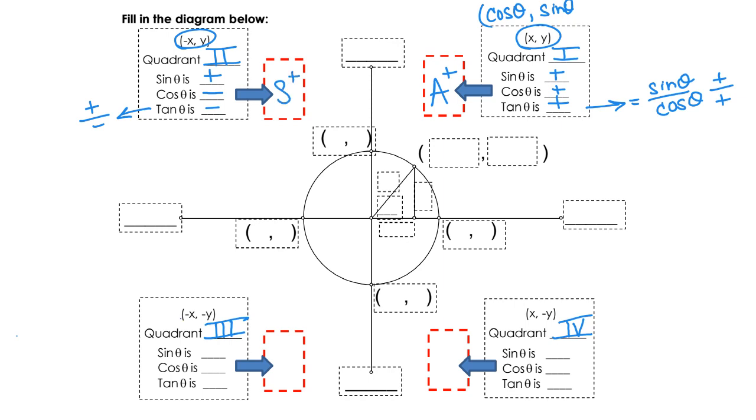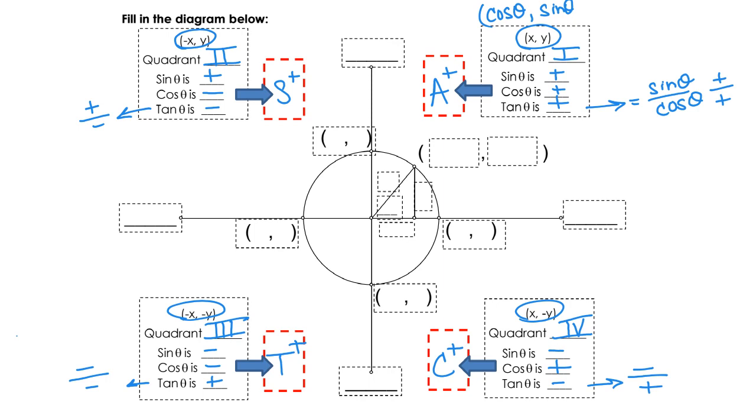In quadrant 3, our x and our y are both negative, so cosine theta is negative, sine theta is negative, but tangent would be a negative divided by a negative, which is a positive. Therefore, we call this quadrant T plus to help us remember that tangent theta is the only one that's positive. In quadrant 4, x is positive, so cosine theta is positive. Sine theta would be the y, which is negative. And again, tangent theta would be a negative divided by a positive, which ends up being negative. So cosine theta is the only trig function positive in the 4th quadrant.